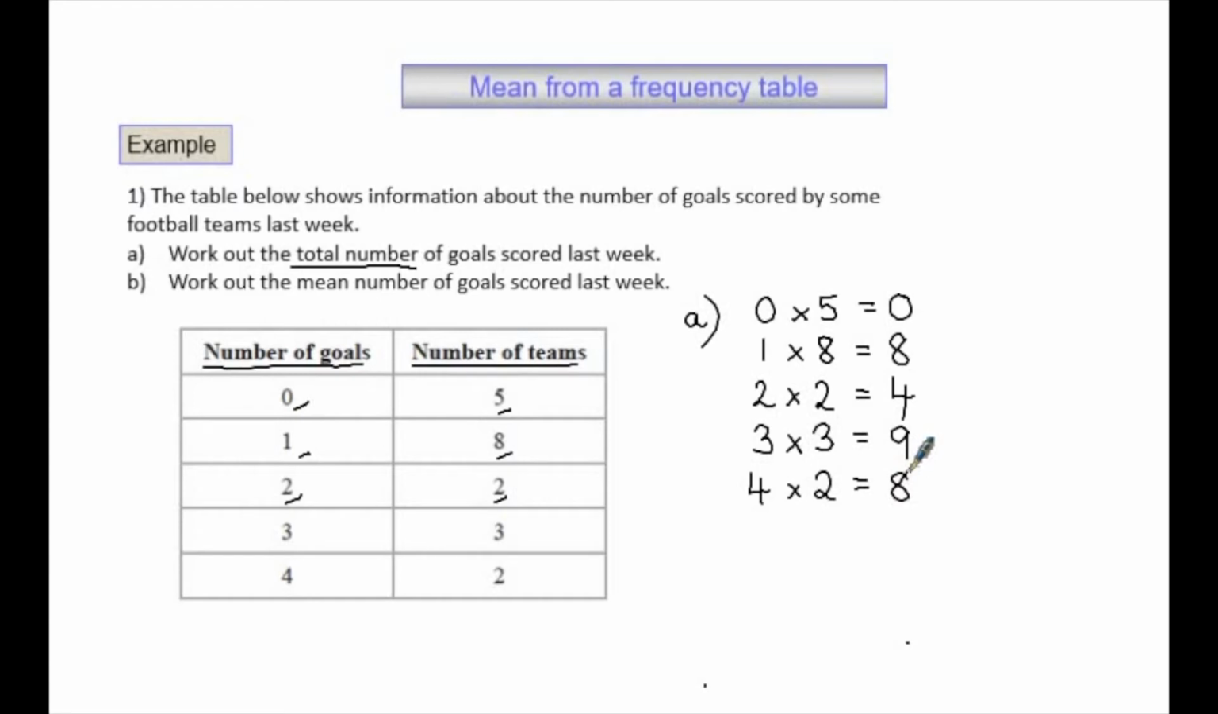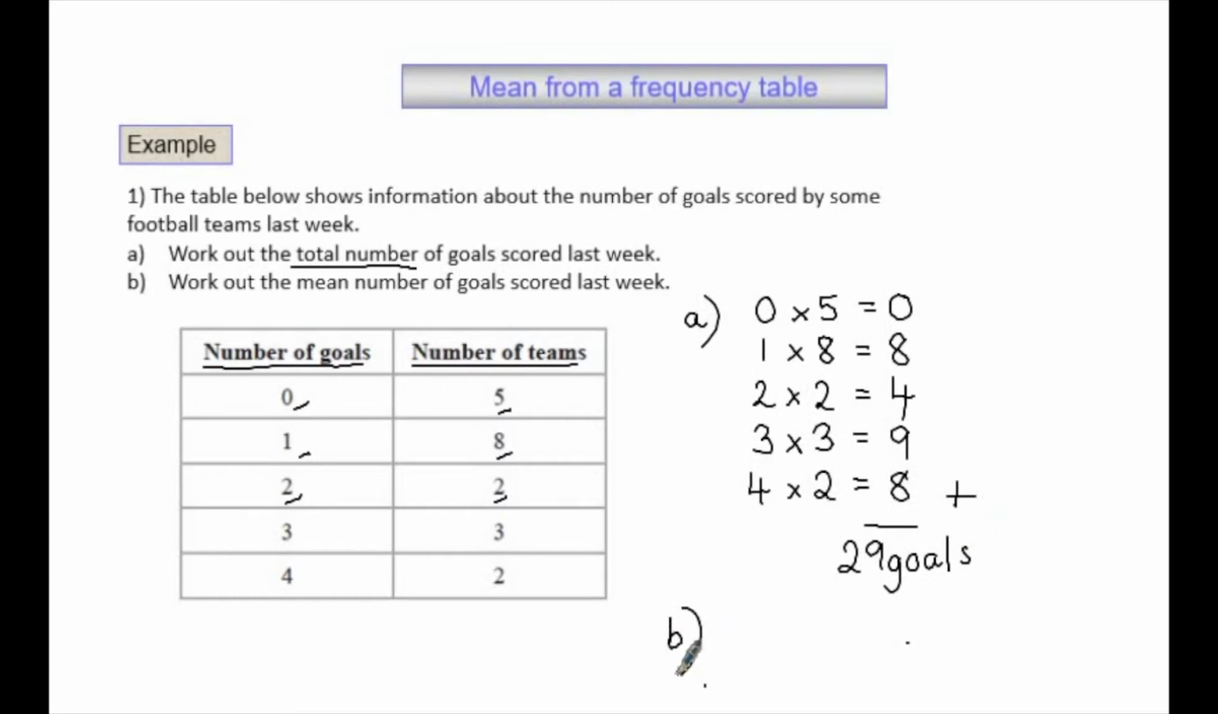So to find out how many goals were scored all together, the last step for this part A is you just want to add them up. Now these questions are often calculator questions. Even though these numbers are quite easy so far, and we haven't needed a calculator, you are allowed to use a calculator to add them up. So 8, add 4, add 9, add 8 gives us 29 goals all together. So the answer to part A, the total number of goals scored last week, is 29.